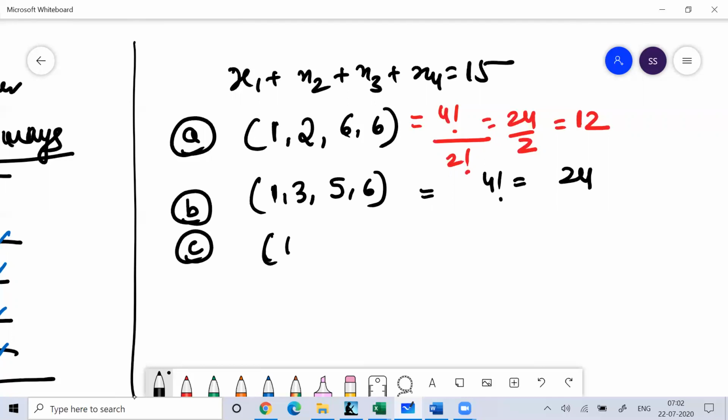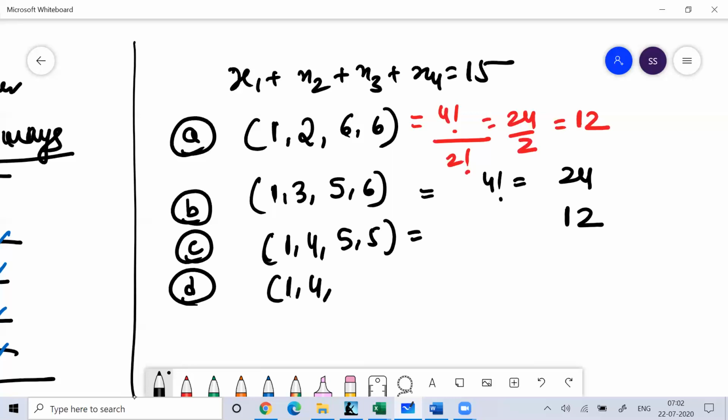Then if I talk about 1 comma 4, the sum should be 10. Sum 10 means 5 comma 5, which is again 12 ways. Then I can think about 4 comma 6. These are all the possible ways. This is again 12. So with 1 comma 4, these are the ways to get the sum 10.